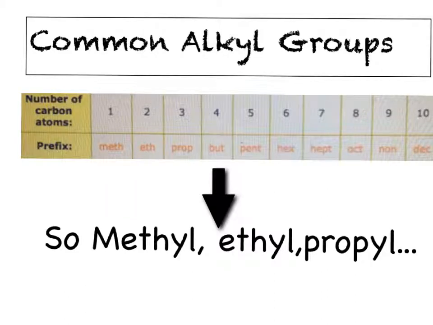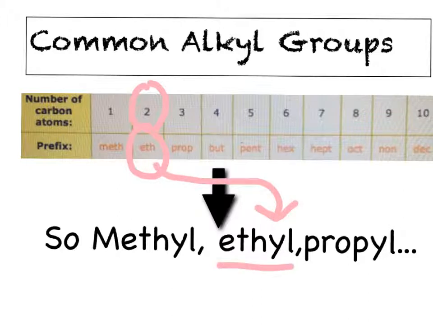So this is a table of all the prefixes that we went over in the past 3 slides, and these same prefixes are used for the alkyl groups. So, for example, for an alkyl group with 2 carbon atoms, the prefix is still eth, but instead of ending with ane, it ends in yl and is called ethyl.